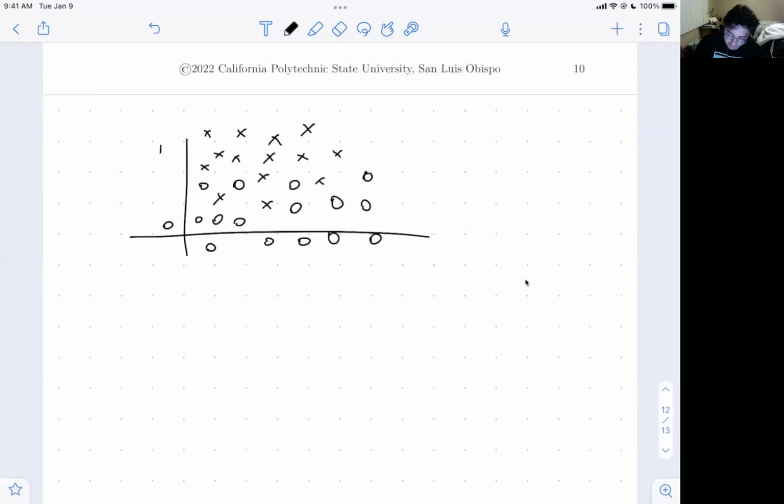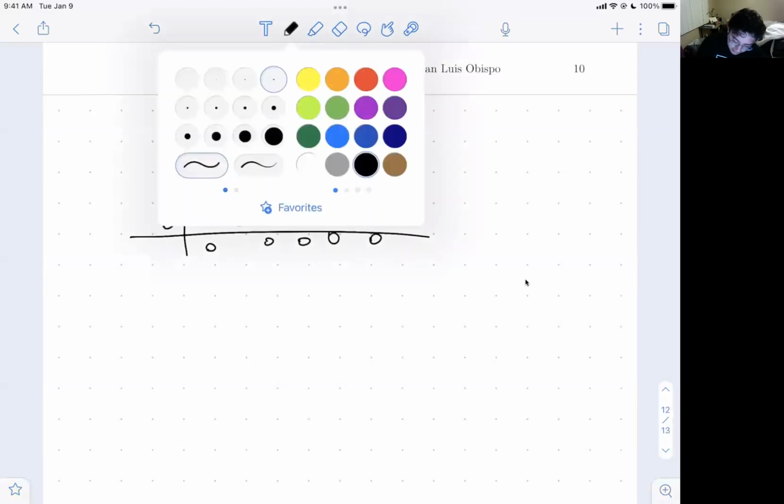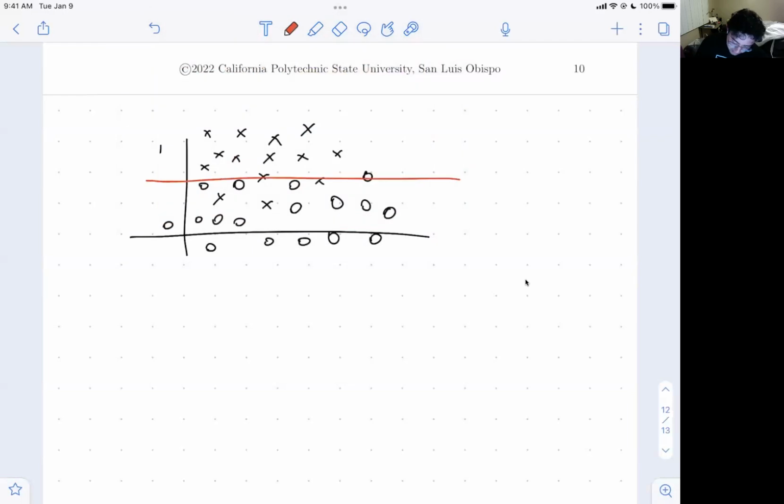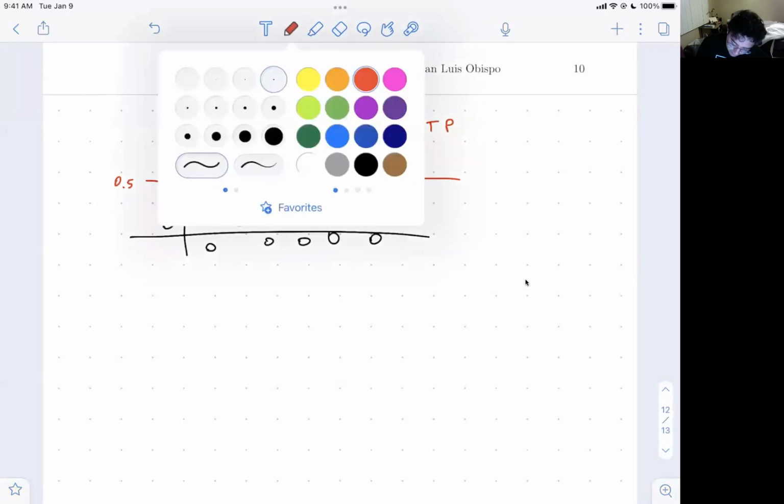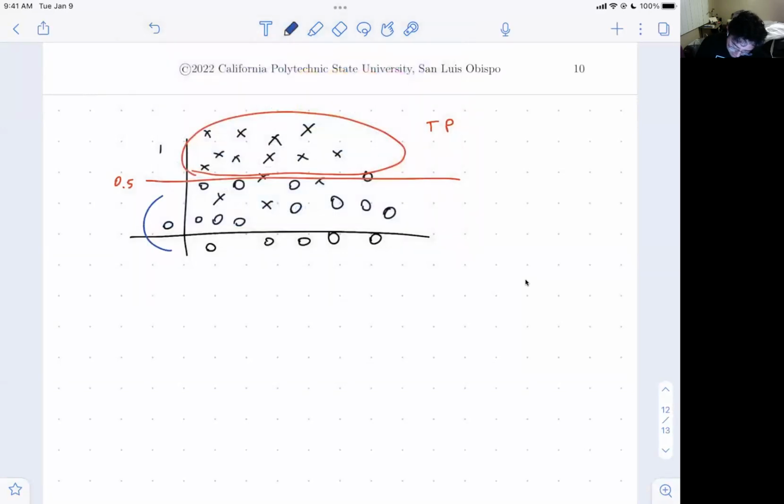So the idea here is we have this decision boundary, say it's at 0.5, right? So these X's up here, in this region, are all correctly classified as 1, right? So this will be referred to as a true positive. And all of the O's that are below the decision boundary are correctly classified as well. So these are true negatives, right?